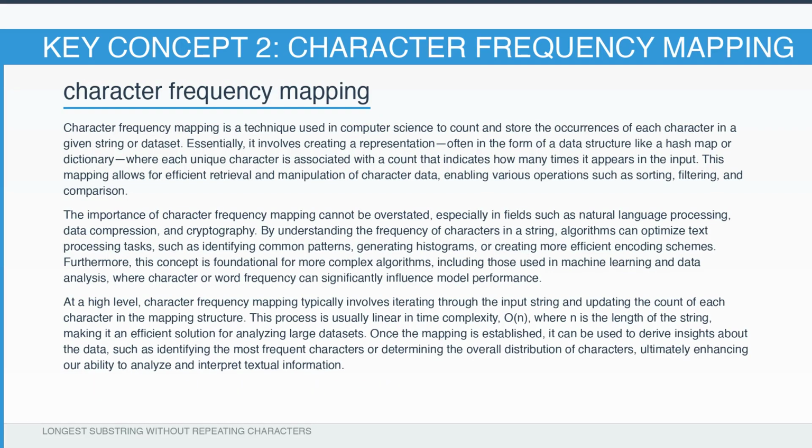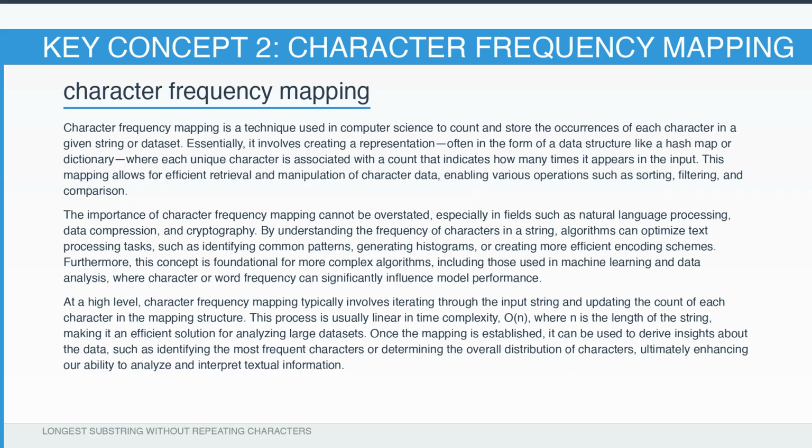Character frequency mapping is a powerful technique used to count and keep track of how often each character appears in a string. Imagine you have a box of different colored marbles, and you want to know how many of each color you have. You'd create a list where each color corresponds to a count. This is similar to what we do in character frequency mapping, where we use structures like hash maps or dictionaries to store characters and their counts.